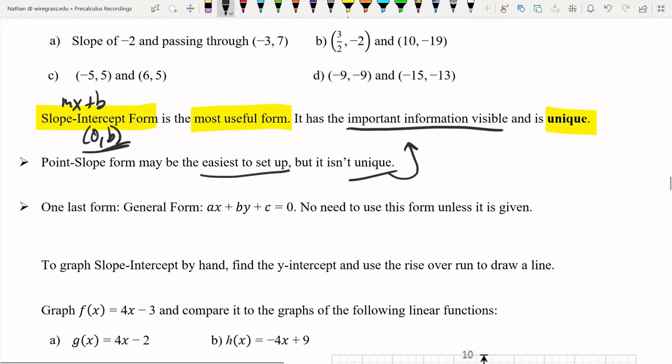There is one last form that you'll see sometimes called the general form. This is useful when you're looking for specific types of equations or specific forms, but it is not very useful when you're working with linear functions. So there's really no reason to ever use this form unless it's given to you.